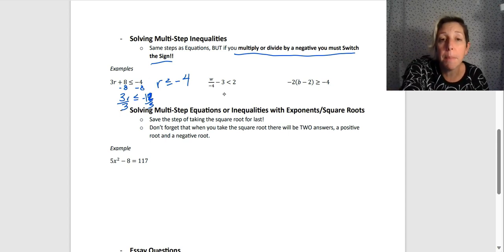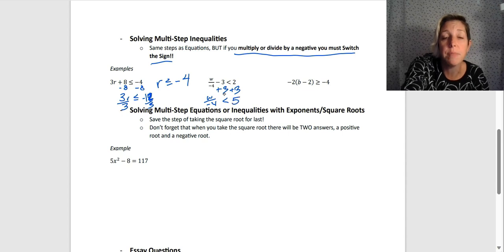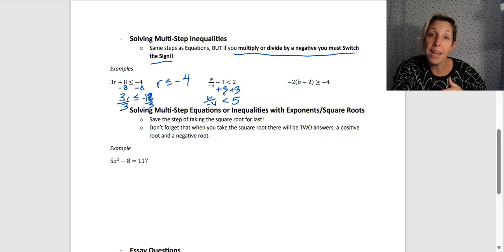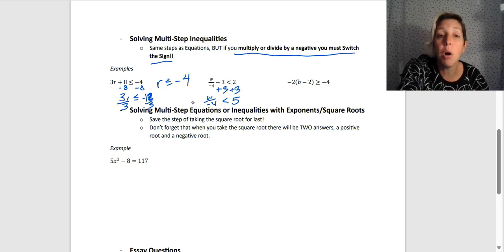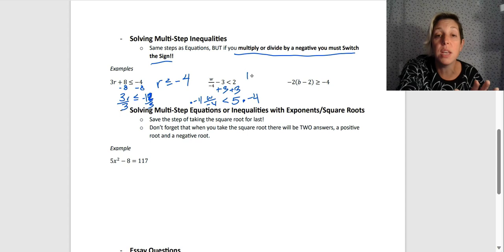On the second example, adding 3 to each side, you would get w over -4 is less than 5. Now to get w by itself, this is w divided by -4, so I need to multiply both sides by -4. I am multiplying by a negative here, so I do want to switch the sign. So this would be w is greater than, I'm switching the direction the sign is pointing, -20.